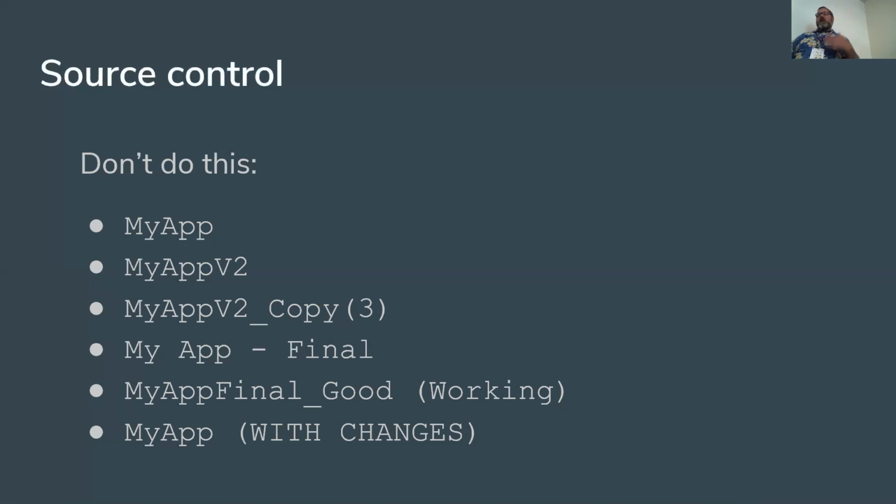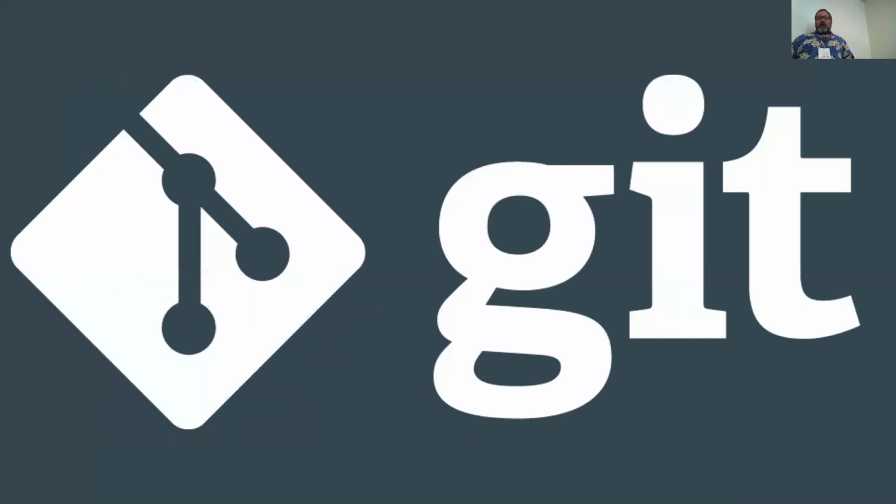I say Git, and you can use anything you want, but Git is about 90% of the market because it's really good. It's complicated, but you only need about 10% of the features to get done what you need. So I'll talk about that. Git is a program that runs on your computer.